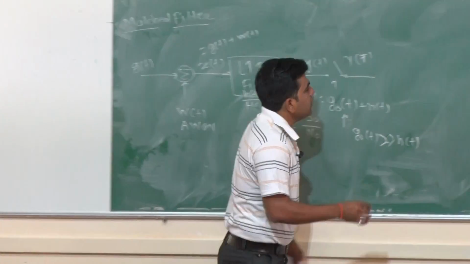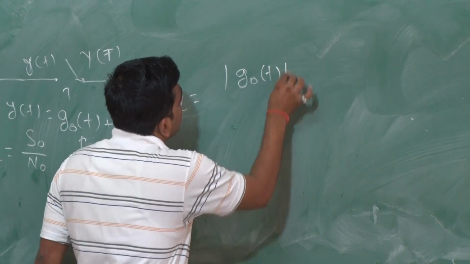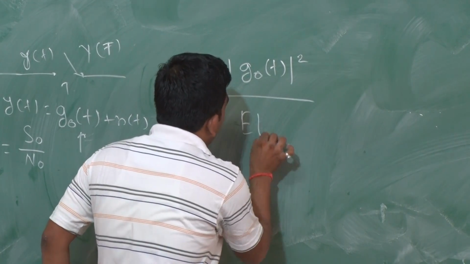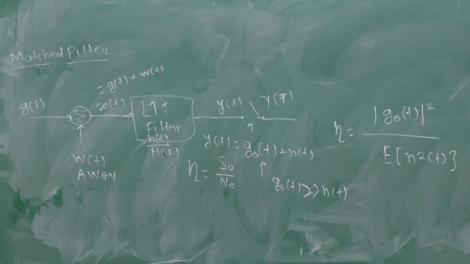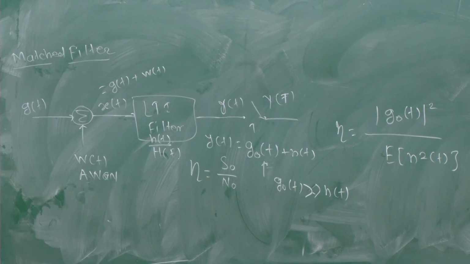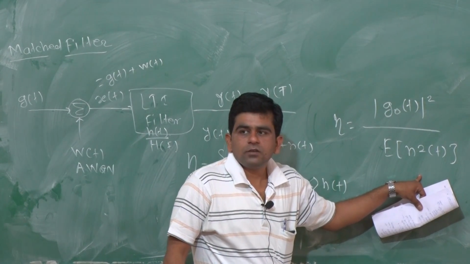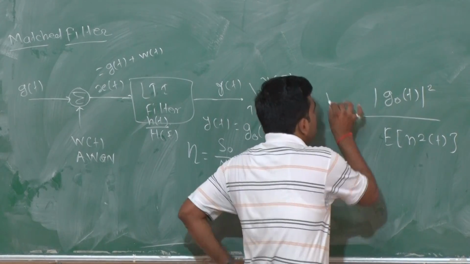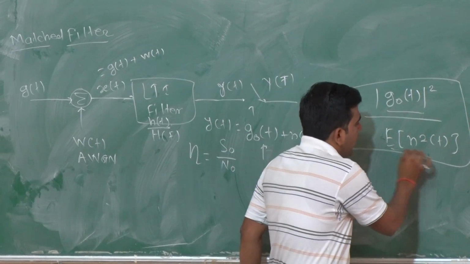So here we can define this output signal to noise ratio, that is g0 of t square divided by the expected value of n square of t. Here the output signal to noise ratio is equal to the instantaneous power of the signal g0 of t, which is the filter output, to the average energy of the noise at the filter output, expected value of n square of t. This is the output signal to noise ratio. Now we have to find out this value and this value.